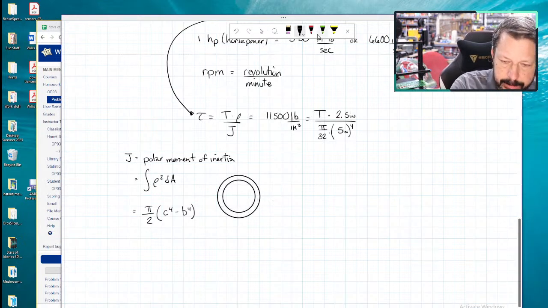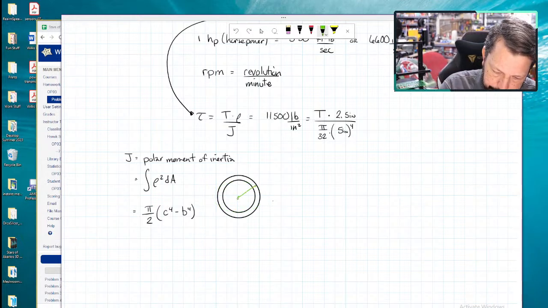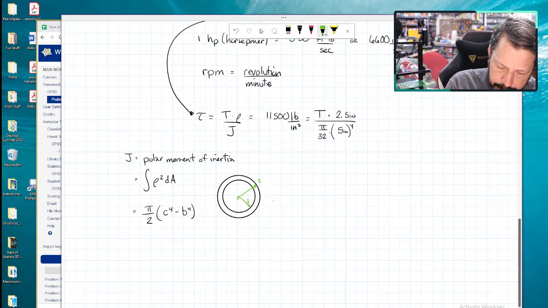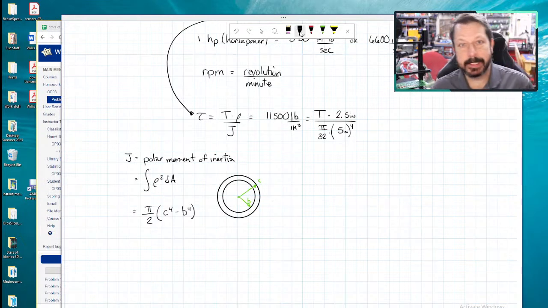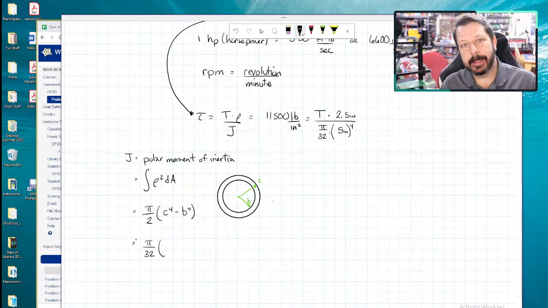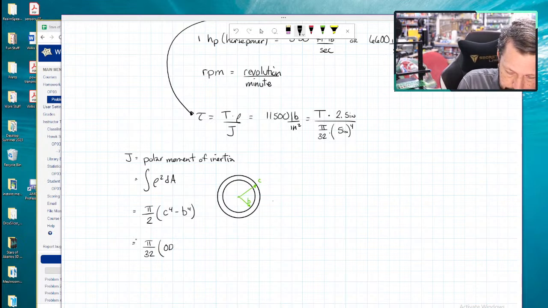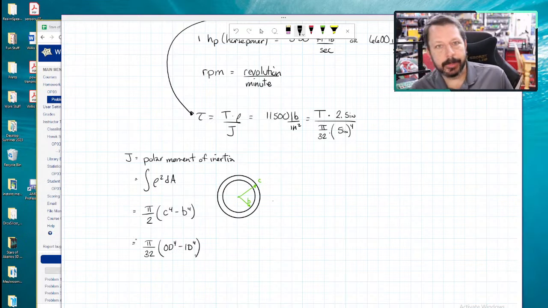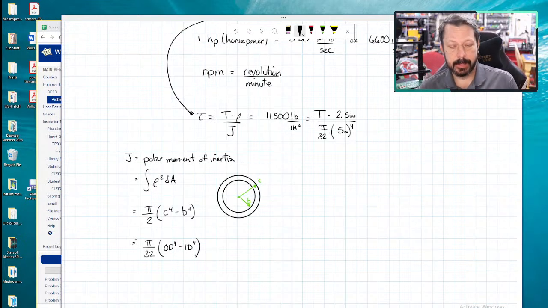So C is the outer radius, and B is the inner radius. If you have a solid shaft, B is just 0. I used pi over 32 because I was using the outer diameter, so outer diameter to the fourth minus inner diameter to the fourth. That's just a more convenient equation a lot of times, because if you have a shaft, you're probably referring to it by its diameter, not by its radius.